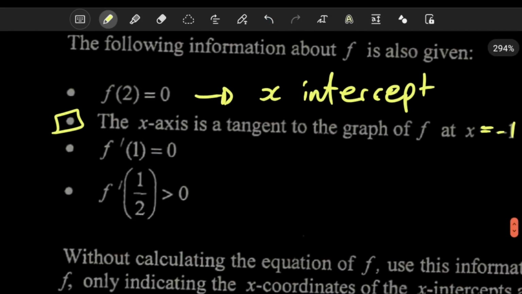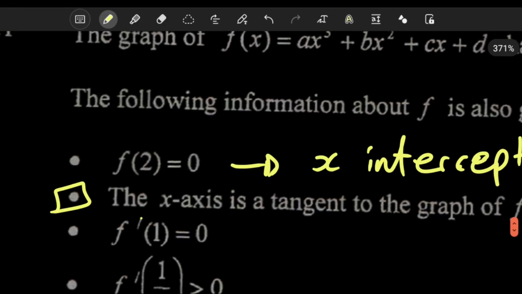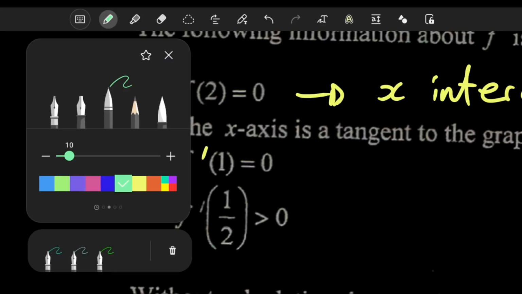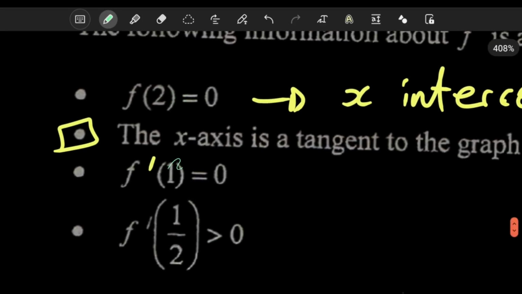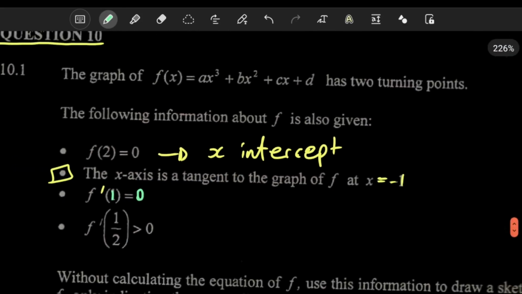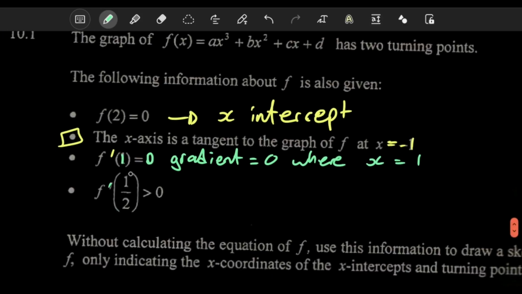Here they said in your first derivative, remember your first derivative is just a gradient equation. So they're literally telling you that where x is 1, the gradient is 0. Let's actually write that down. There you go. Here also, they've given us gradient. The x value is a half. Okay, they are saying here the gradient is bigger than 0 where x is a half.